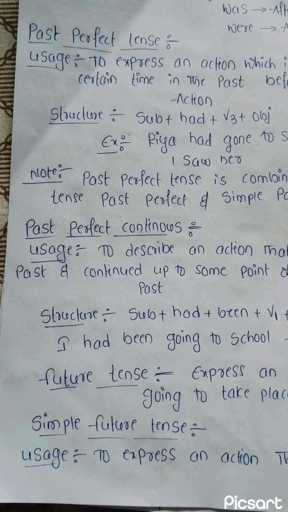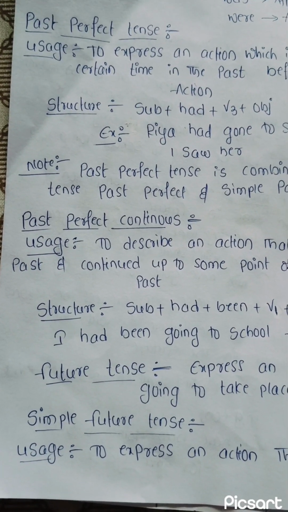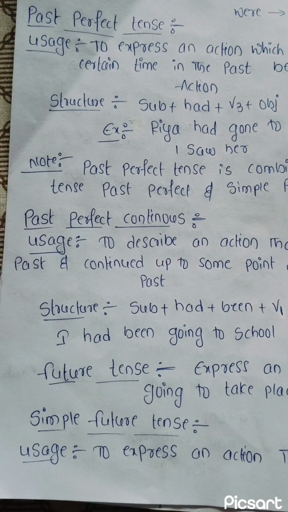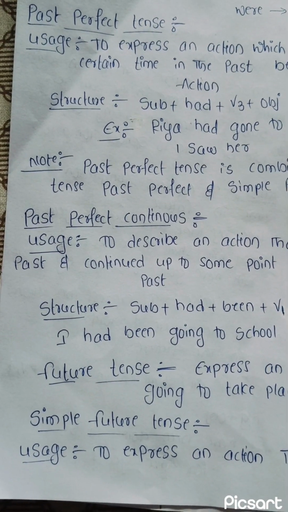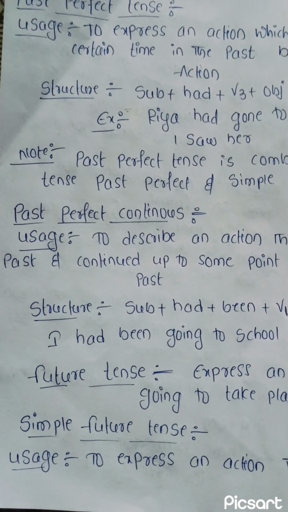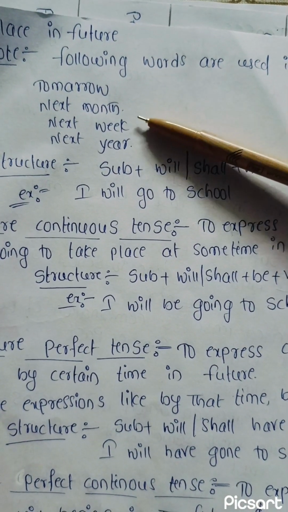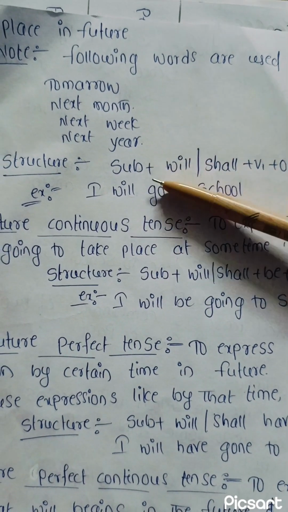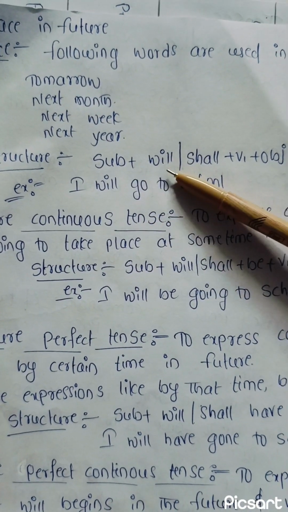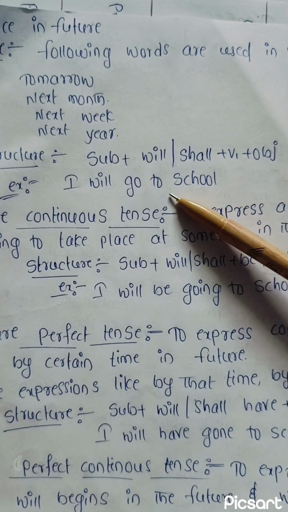Next tense is future tense. It is used to express an action that is going to take place in future. Future tense is again divided into four types: simple future, future continuous, future perfect, future perfect continuous. We have to use these words in future tense: tomorrow, next month, next week, next year. Structure for this tense is subject plus will or shall plus V1 plus object. For example, I will go to school.